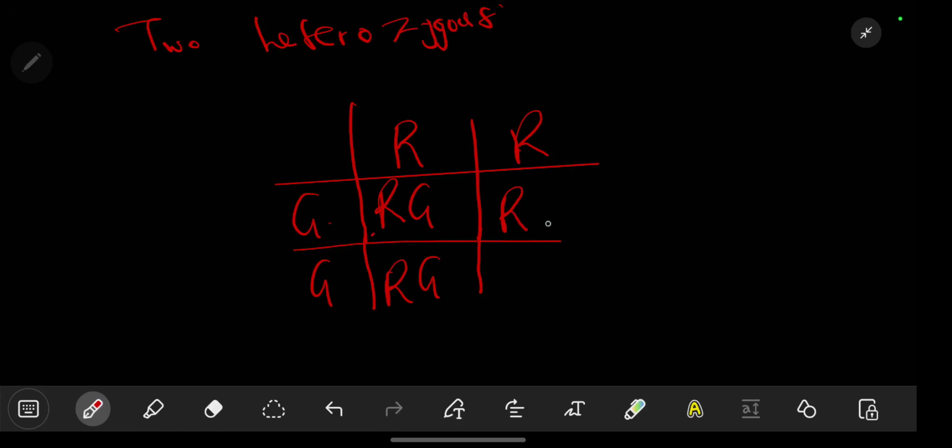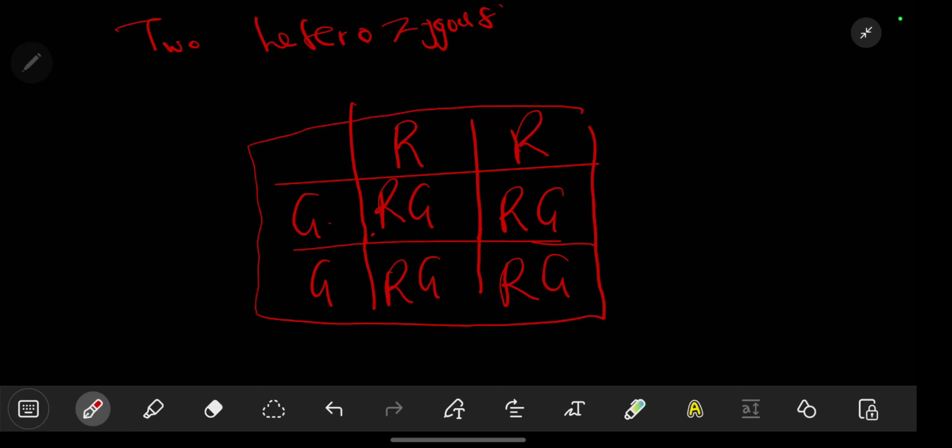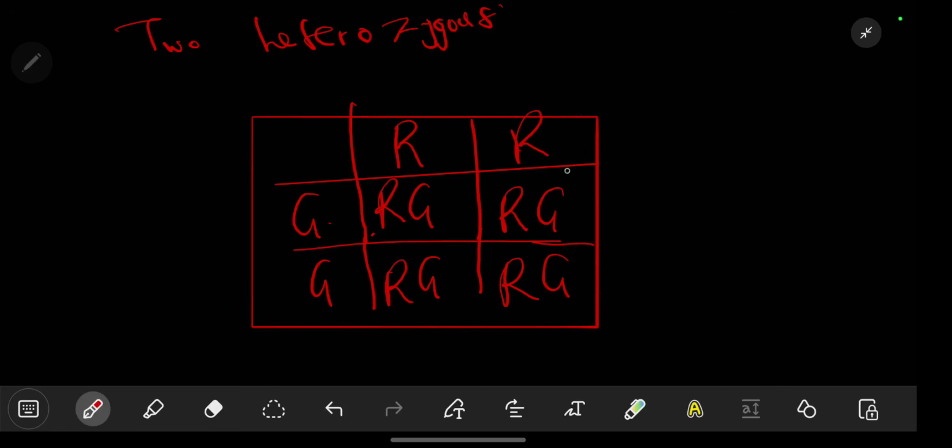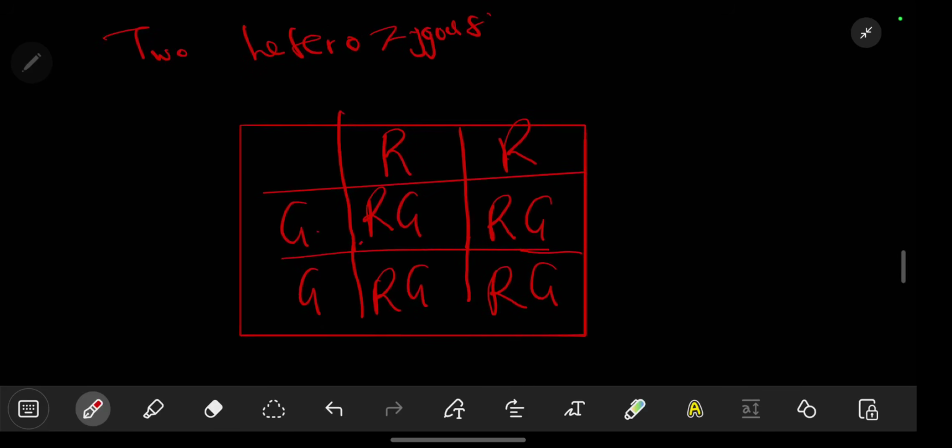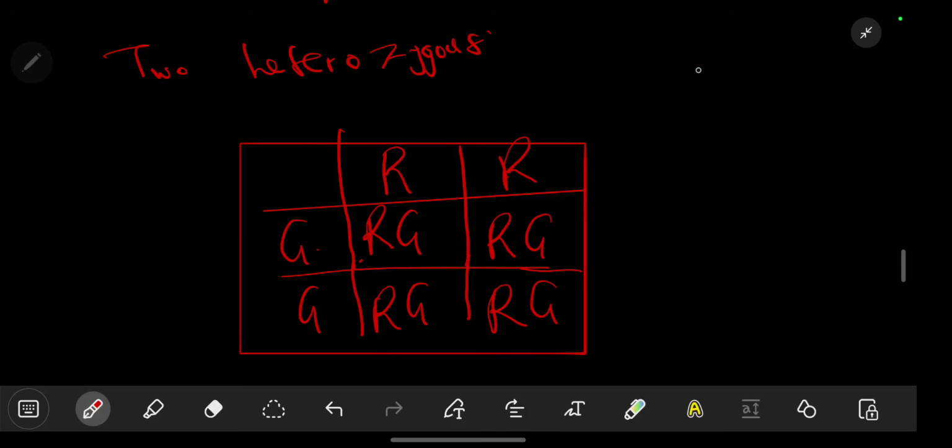Here we have our r and our g. Here we have our r and our g. So these are the combinations. So doing the same, this is our 4 Punnett square there. So we have our 4 Punnett square. We are going to do the same for this other one.